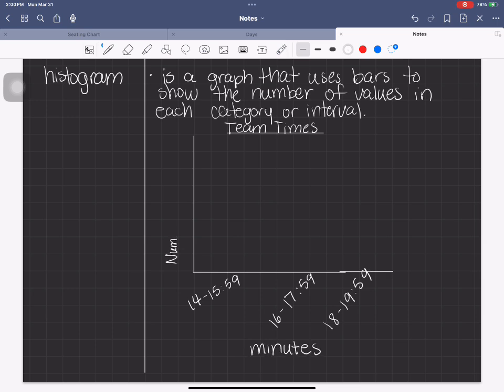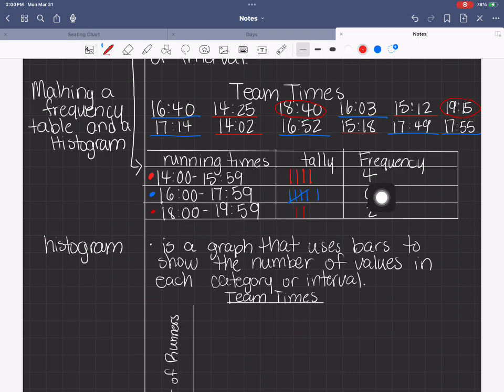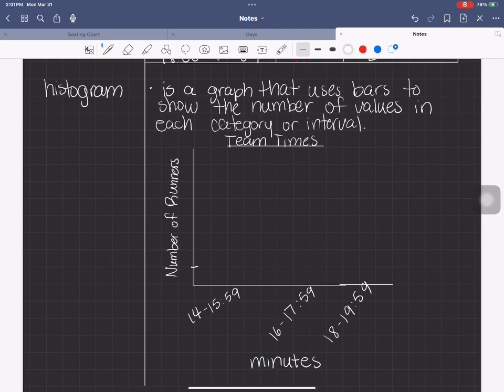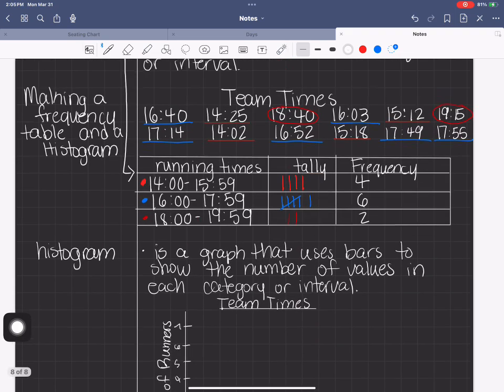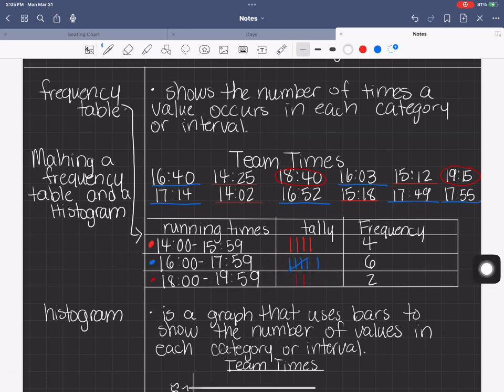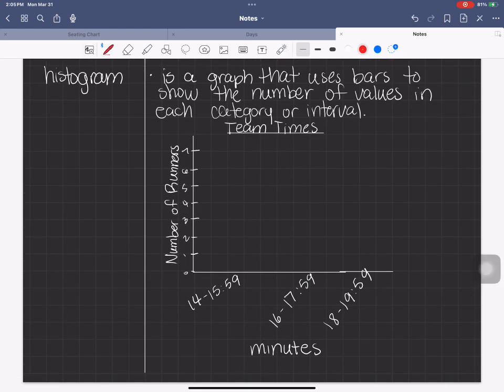And on my left, I'm going to go from 0 all the way up. And this is the number of runners that Coach Hernandez took times on, right? So I'm going to go up to 7 here, and I'm going to start drawing my histogram, my bars. So I'm going to start off here. I have 4 people, or the frequency of 4, which means that my bar is going to go up to 4. So I'm going to pick a color, and I'm going to shade in up to 4 here.